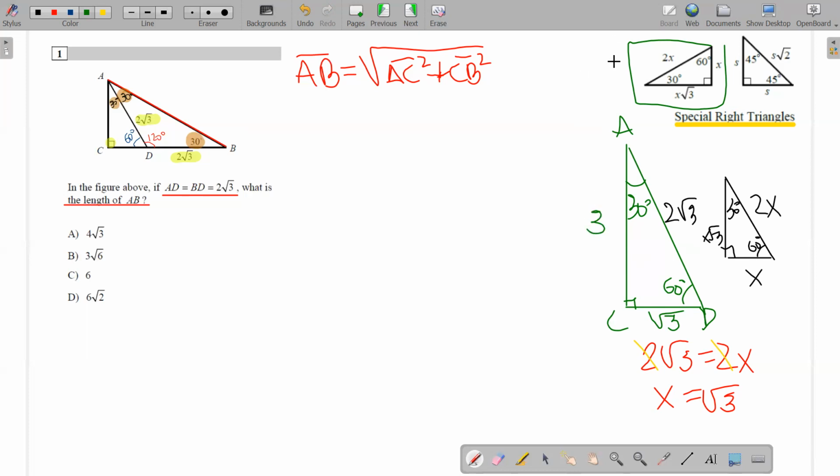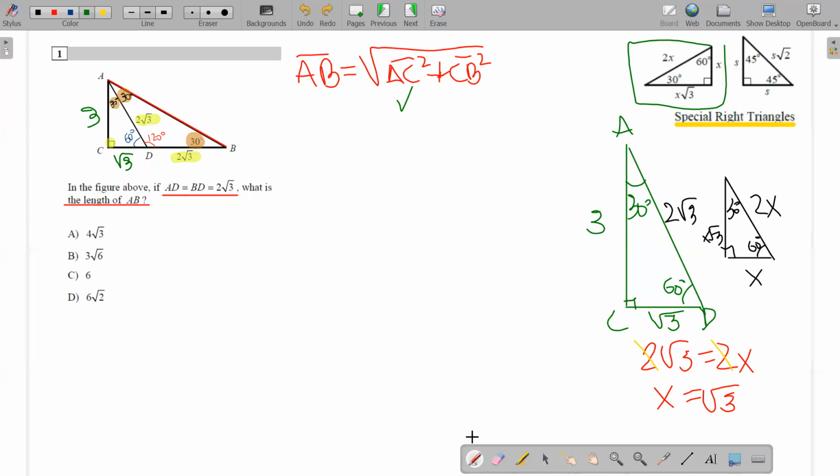So now, thanks to the fact that we use special right triangle, we know from this main triangle that CD is going to be square root of 3. And AC is going to be 3. So now we have for sure this. Do we have CB? We do have CB because CB is going to be the sum of CD plus DB.